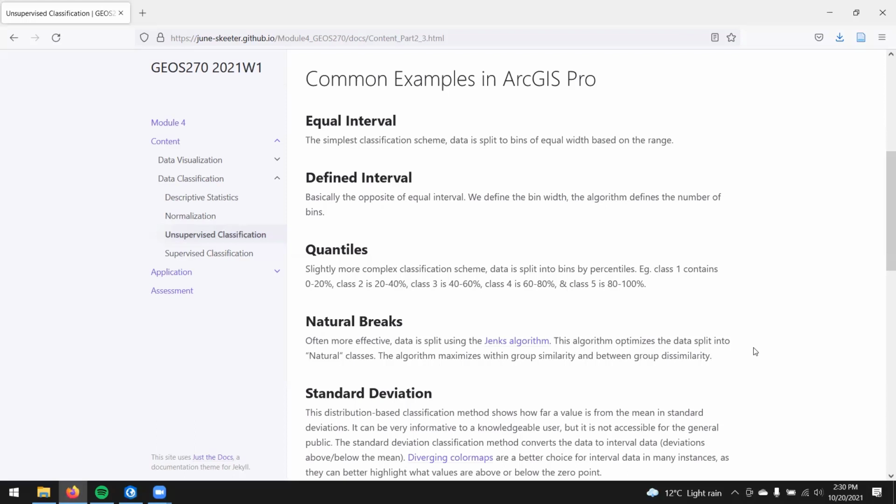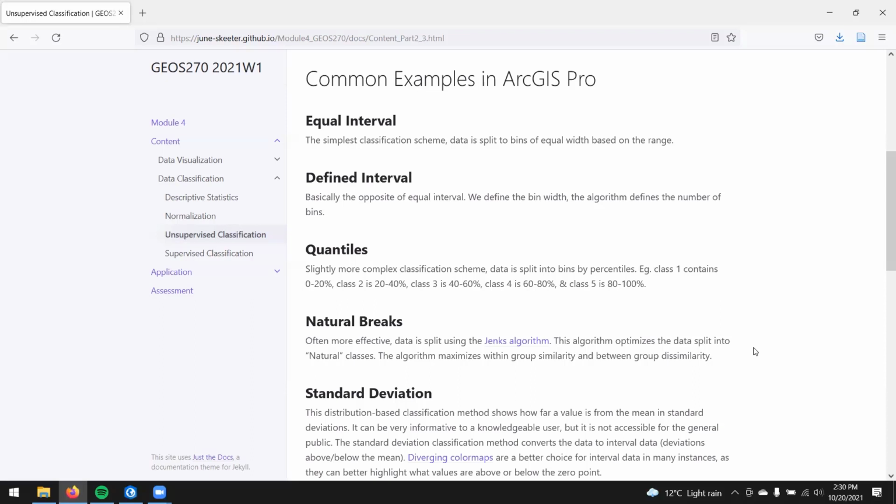Moving up in complexity, we've got something called quantiles. So this is informed by the distribution of the data set. It's looking at percentile values. So if you want 5 classes, that will break the data into 0 to 20%, being the lowest 20% of the data, and then 20 to 40% being the next highest 20% of the data, 40 to 60, 60 to 80, 80 to 100.